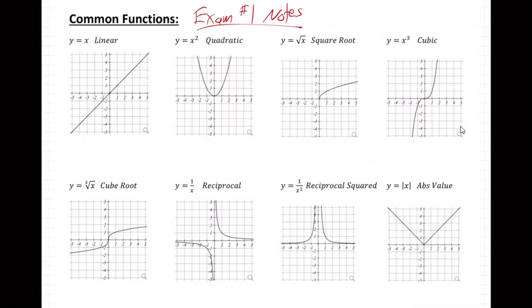So linear, y equals x is linear, y equals x squared is quadratic. That means second power. Square root of x is a square root. Cubic, third power. Cube root, it's a third root. Cube means 3, you know that, right? Like this cubed. Cube is 3-dimensional. And reciprocal, that means it's flipped. This is reciprocal squared because it's flipped in second power. And this is absolute value.